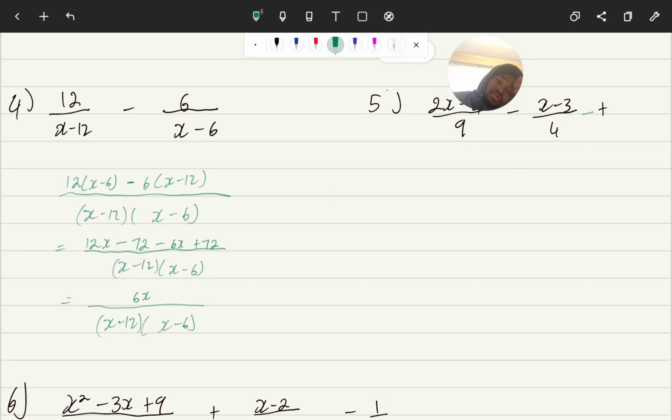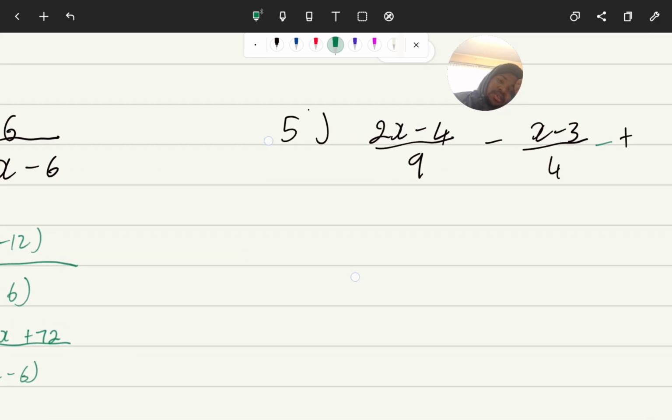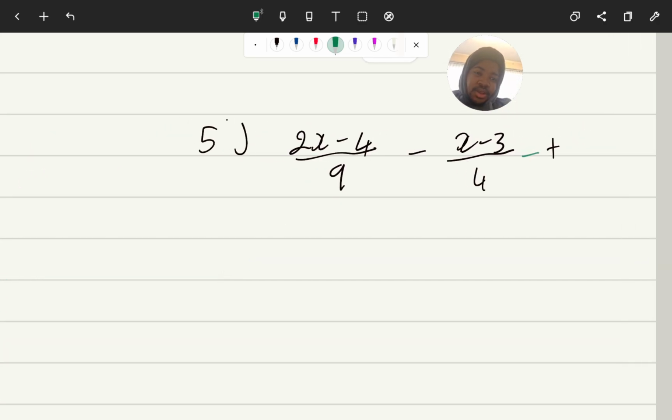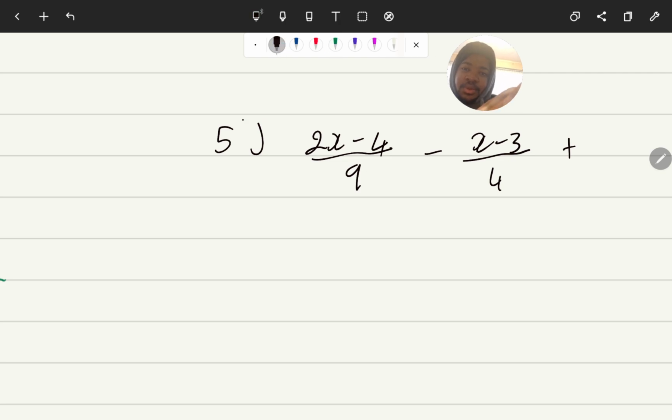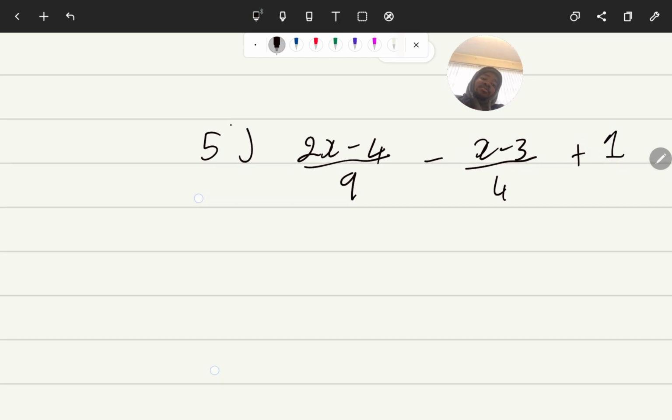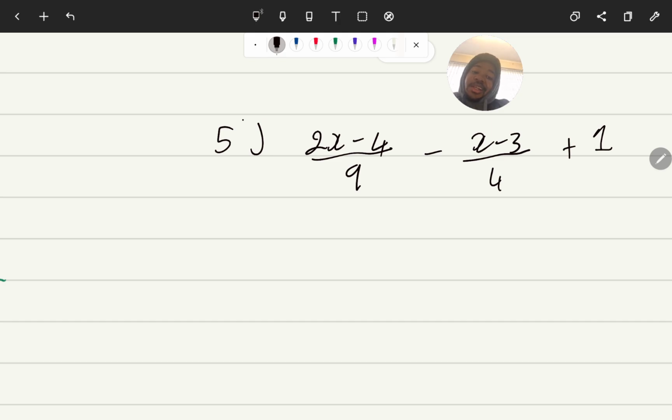Cool. Let's see what we have here. Oh my word. So I think there's a 1 that is missing here. There's a 1 that is missing here, and cool, we can start now.